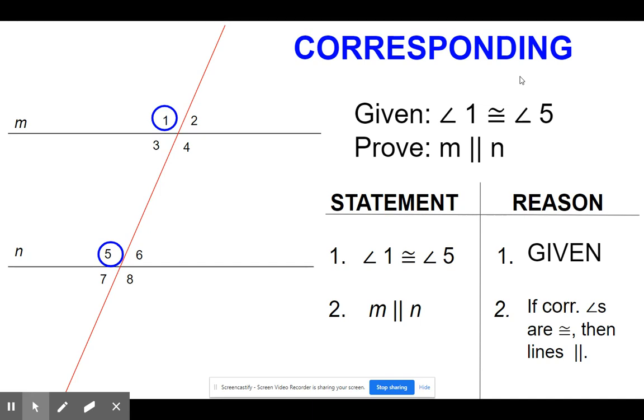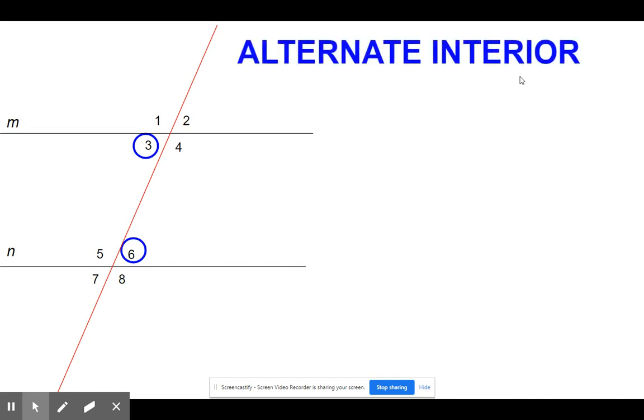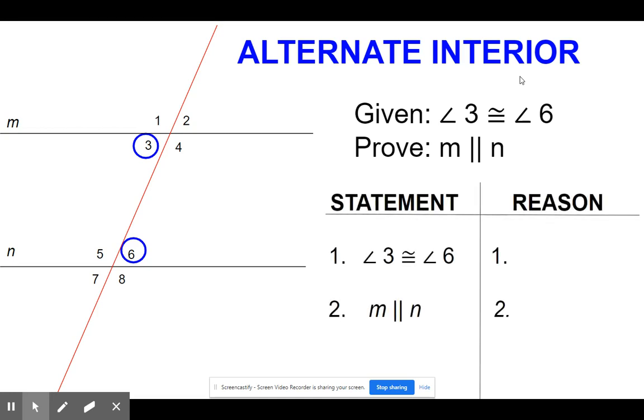the angle relationships. Angle 3 and 6, what type of angles are these? Alternate interior angles. So if we are given that angle 3 is congruent with angle 6, we can prove that the lines M and N are parallel. Our reasons, number 1 is given. Our second reason is, if alternate interior angles are congruent, then the lines are parallel.